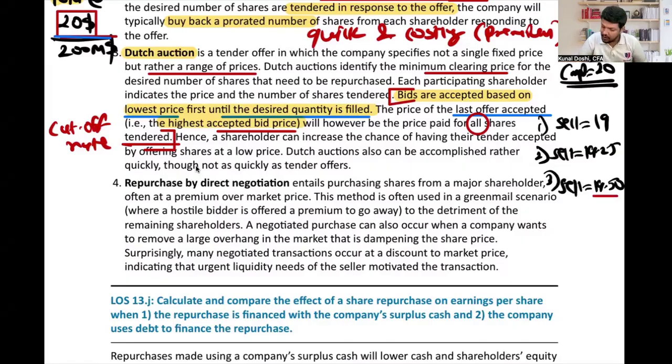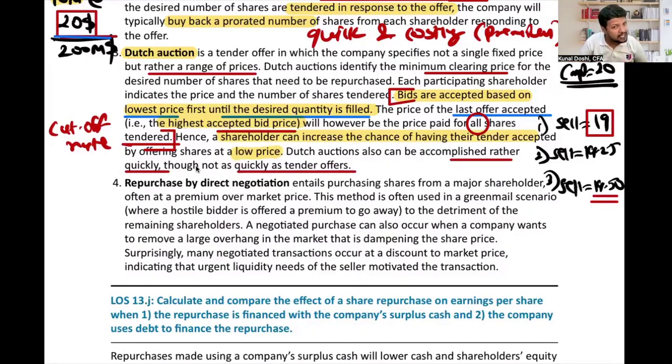Understood, everyone? Clear? Now, even though I bid for 19, because the cutoff is at 19.5, my shares will also be offloaded at 19.5, and any extra amount will be adjusted. Understood? So I will be receiving 19.5 for each share rather than 19. Here, shareholders can increase their chance by how? By bidding for a lower price. These can be accomplished rather quickly, though not as quickly as a tender offer.